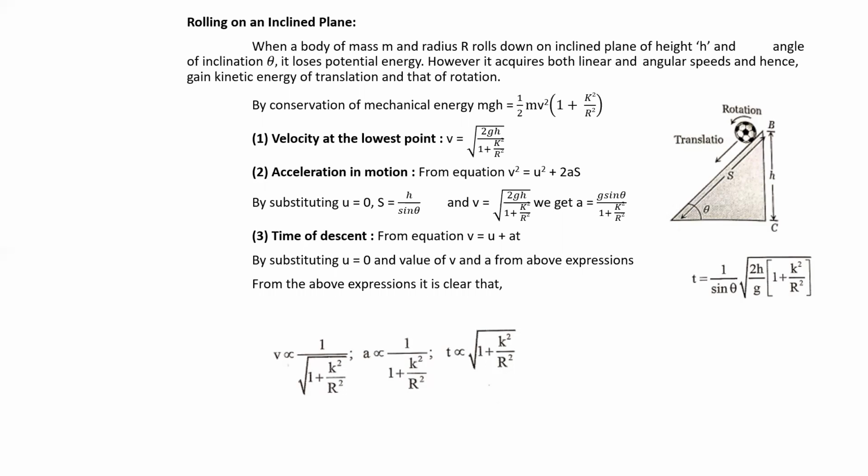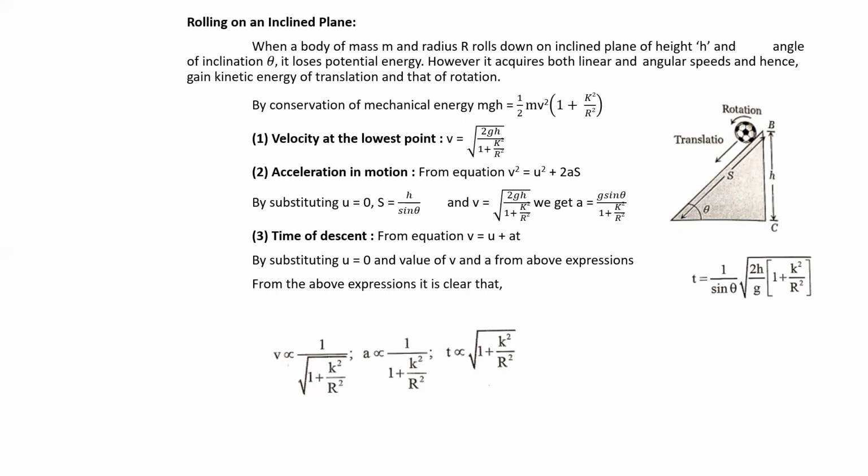and that of rotation. Okay, so by the conservation of mechanical energy, mgh is equal to half mv square into bracket 1 plus k square divided by r square. This is the expression for mechanical energy. Next here we can see the velocity at the lowest point. It is given by v is equal to under root of 2gh divided by 1 plus k square by r square. Then the acceleration in motion expression is what?